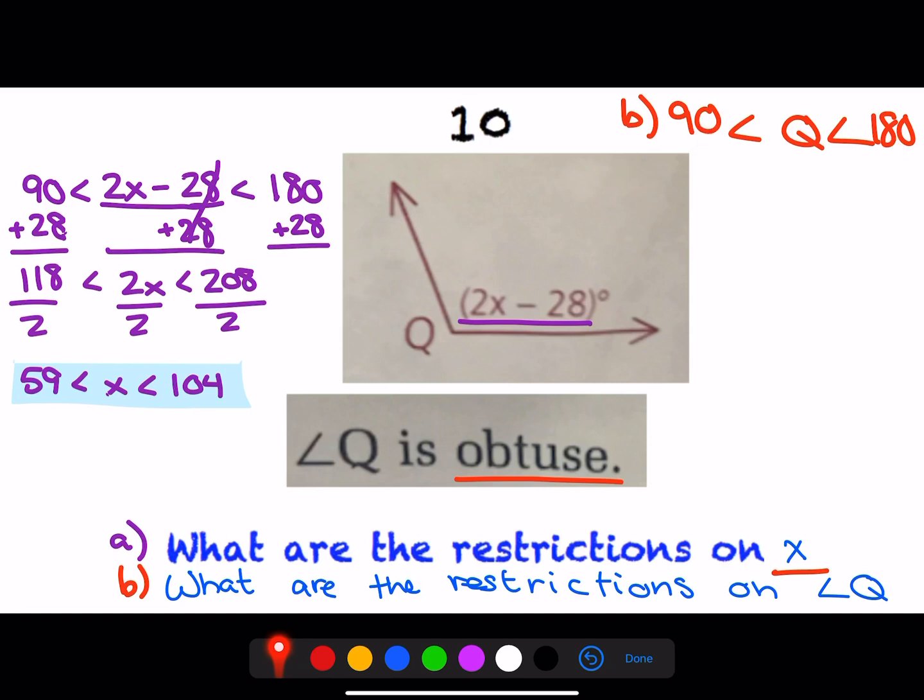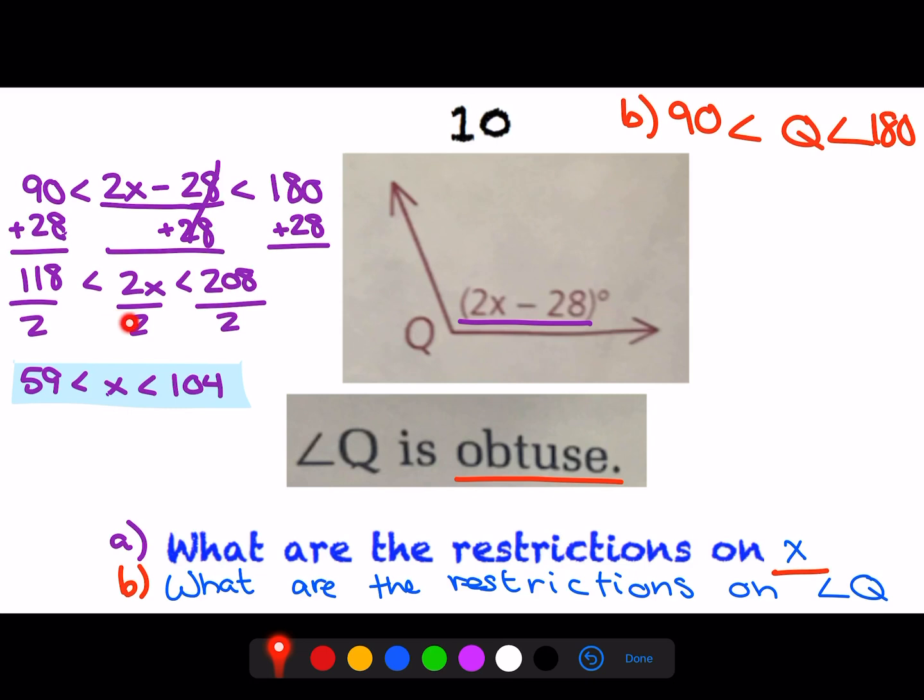And again, it can't equal either one of these, because if it's equal to 90, it's a right angle. If it equals 180, it's a straight angle. So we also know angle Q is equal to 2x minus 28 degrees. So I can substitute 2x minus 28 degrees, this expression, in for angle Q to find out my restrictions on the variable x. This will give me 90 is less than 2x minus 28, that's the substitution, which is less than 180. Solving for x, we end up with 118 is less than 2x, which is less than 208.